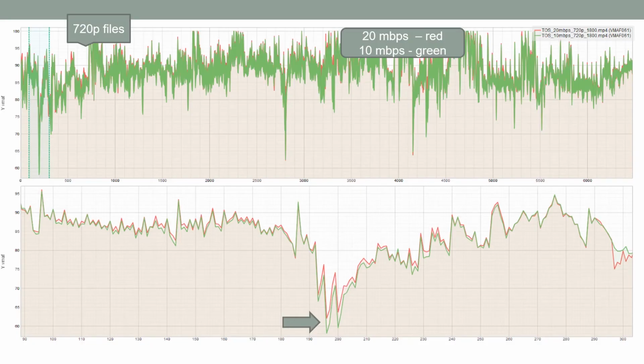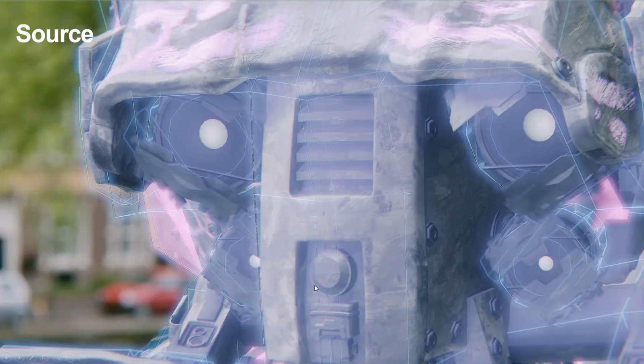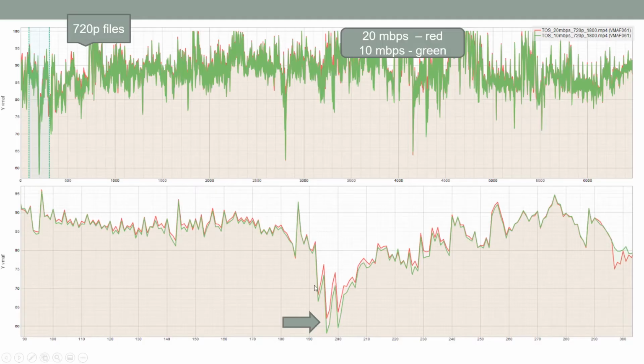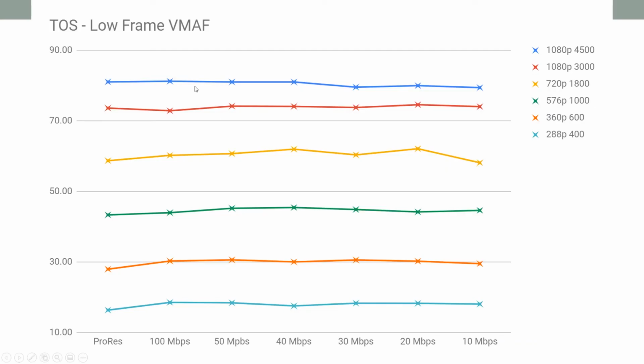It's a very short drop in quality, and because there's so much motion, it would be hard for most viewers to see. Long story short, even in this particular analysis, there's not much reason to be at 100 megabits per second as compared to 20 or even 10.